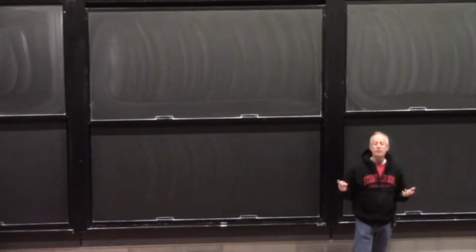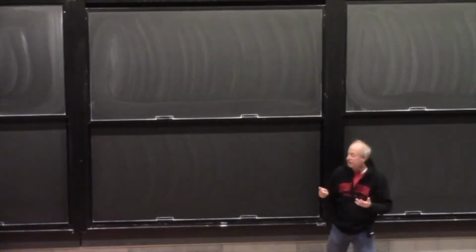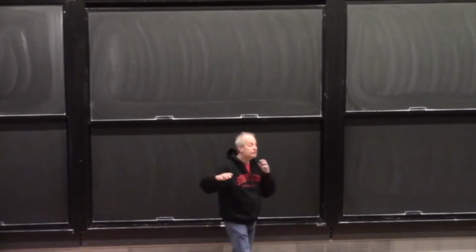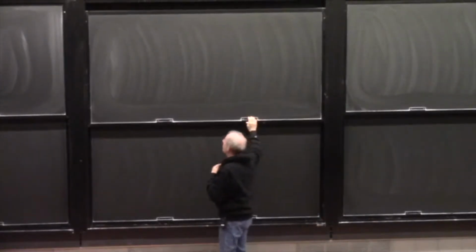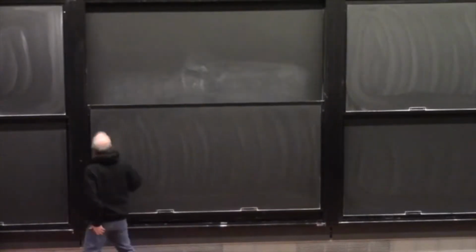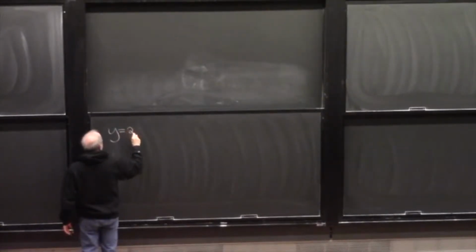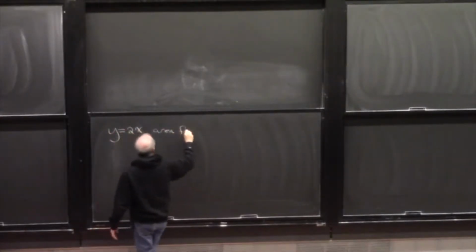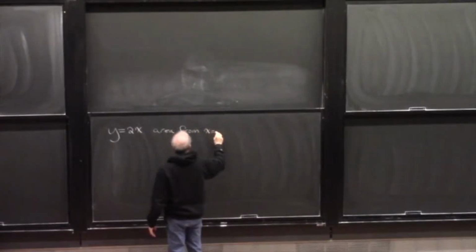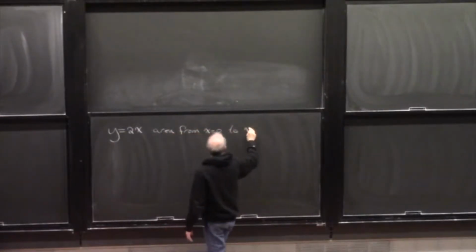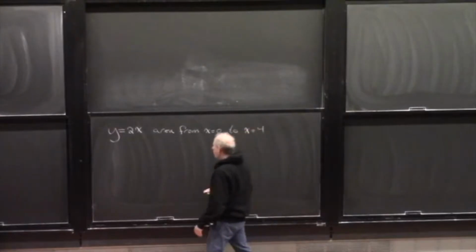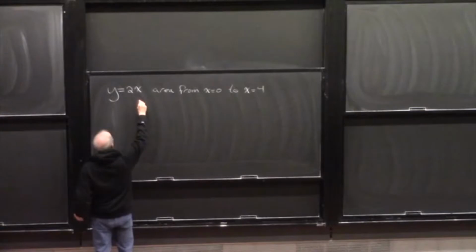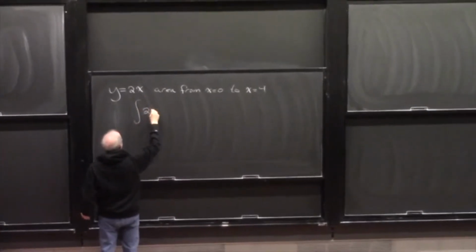So this is sort of a geometry thing. If you wanted to find the area under a curve, you use an integral to do it. So take something obvious. Let's say we have the line y equals 2x, and we're going to find the area from x equals 0 to x equals 4. So you would integrate 2x dx.